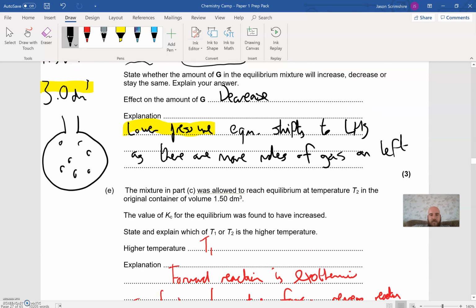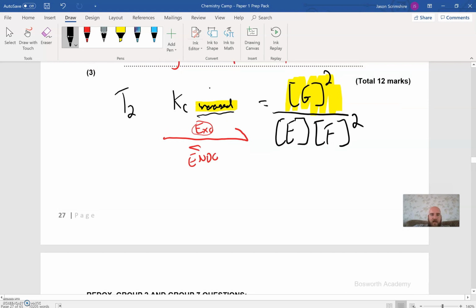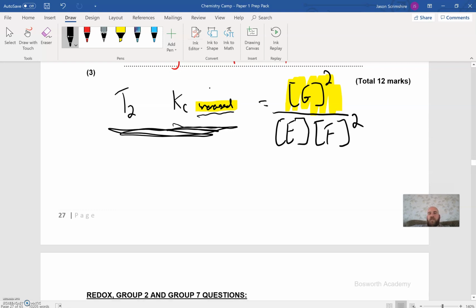So it says in the question that the value of Kc was increased at T2. So I'm just going to go through my workings out here. All right, so let's get rid of that for a minute. It says that Kc increases at T2. So at T2, Kc increases. Well, what does that actually mean? Well, Kc, I've got my expression here, concentration of G squared divided by concentration of E times concentration of F squared. So if Kc is getting bigger overall, that means that the top number, i.e. the concentration of G, must be getting bigger. So at T2, I'm getting more G.